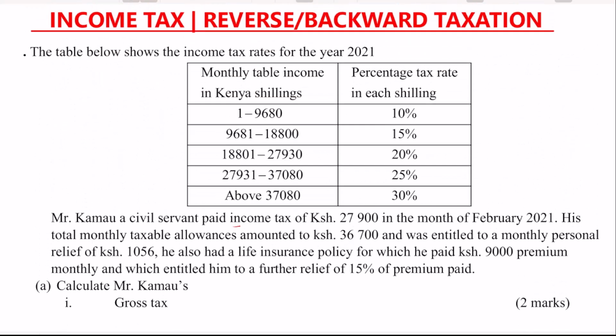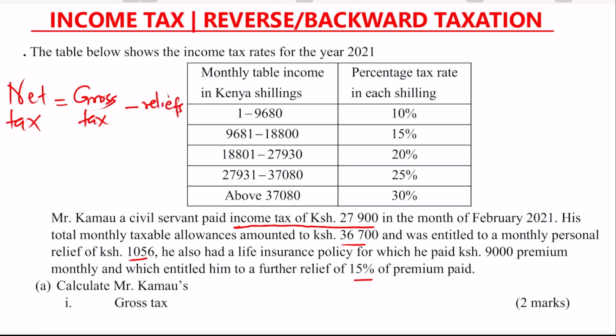Let's go to the first part where you're supposed to calculate the gross tax. So let's see what you're given. We are given income tax paid by Mr. Kamau, that is 27,900. Then you're also given the taxable allowances, and we're given 2 reliefs. There's this 1056, and then there's this one, 15% of the premiums paid. So how do we get gross tax given the net tax? So 27,900 represents the net tax. So how do we get the net tax? First, we begin from there. Net tax is obtained after taking the gross tax and less the reliefs.